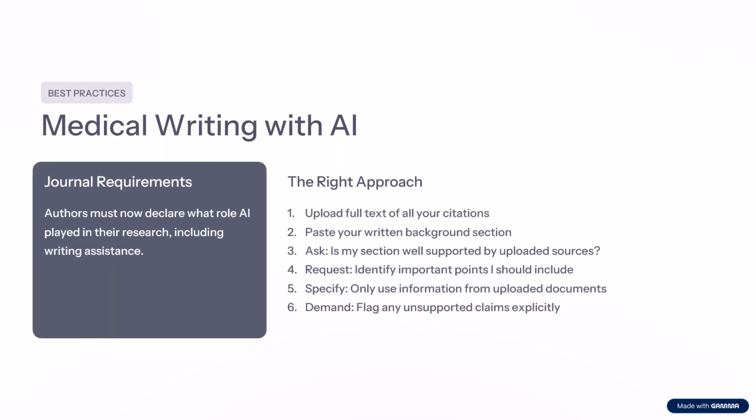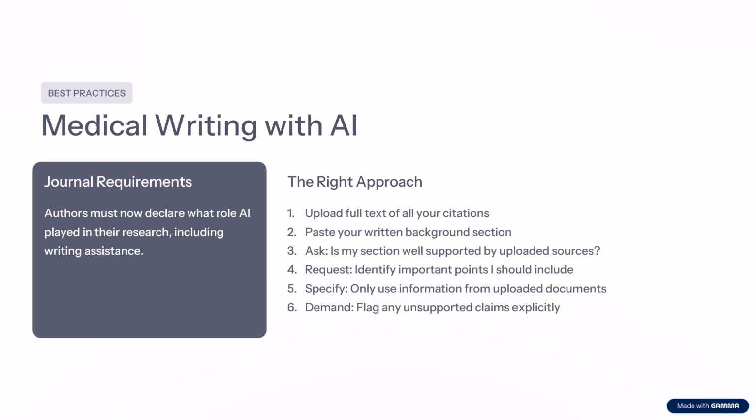Now, medical writing with AI. If you want to get into trouble, the worst thing you can do is fail to disclose AI use. Journals now require authors to state what role AI played in generating their manuscript. The second worst thing you can do is say, ChatGPT, write my paper. That invites hallucinations.